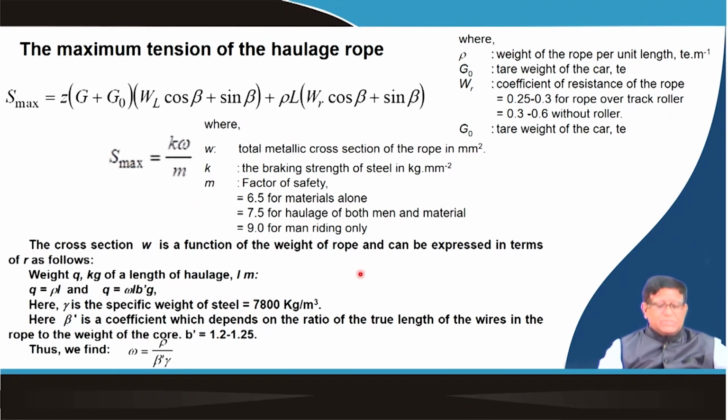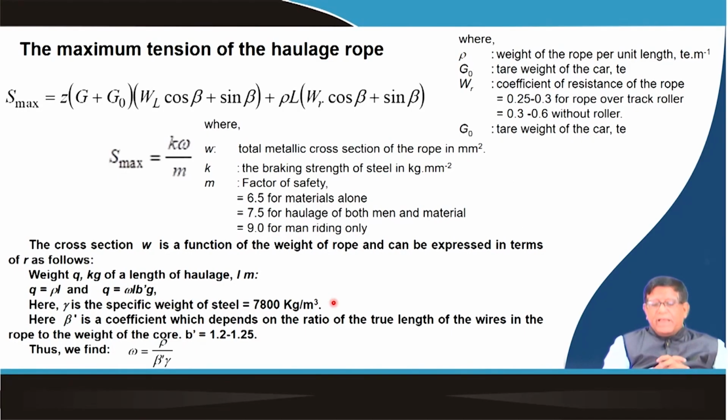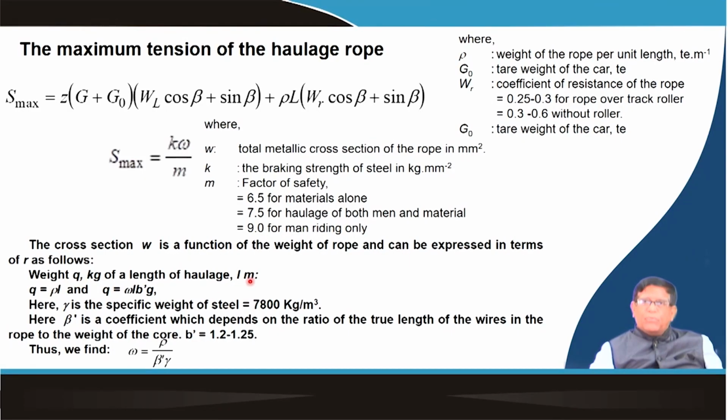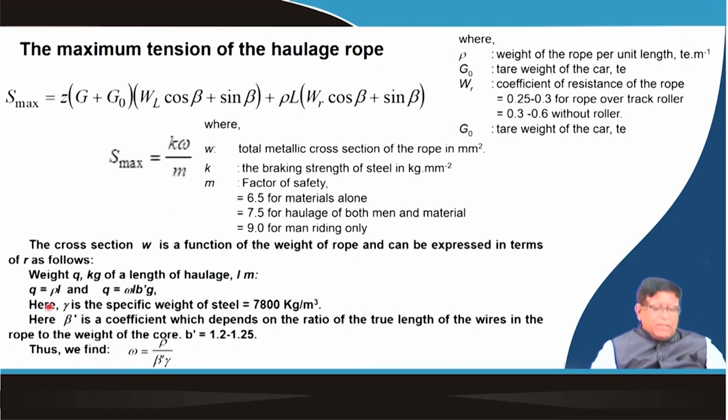And once you know this, what is the cross sectional area? It is a function of the weight of the rope and can be expressed in terms of the radius of the rope, and that is why to check what is the diameter. Suppose your weight is q kg for a length of haulage of 1 meter, then q is equal to rho L, and then by these equations you can calculate the total cross sectional area of the rope, and then you can verify whether this rope will be useful for your system or not.